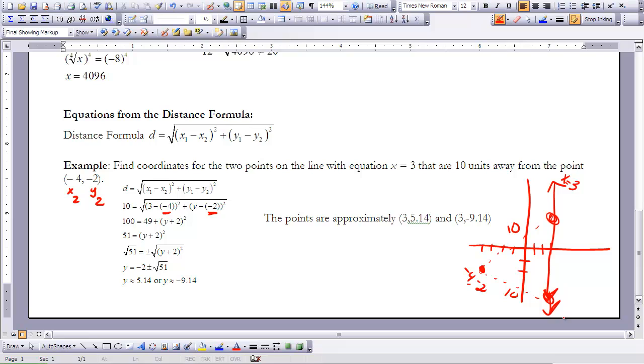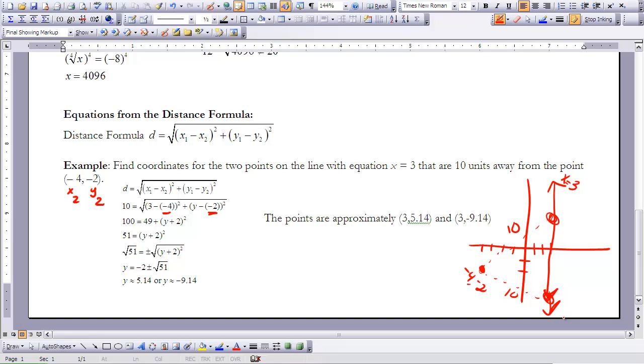So now when I go about doing this, 3 minus negative 4 is 7. If I square that, I get 49. And then I end up with y plus 2 squared. And I don't want to deal with this radical, so I squared both sides all at the same time. 49 has to move over here, so that gives me 51 equaling y plus 2 squared. I don't want this squared here because I need to get y by itself, so now I'm going to unsquare it by taking the square root. So I'm going to take the square root of 51.